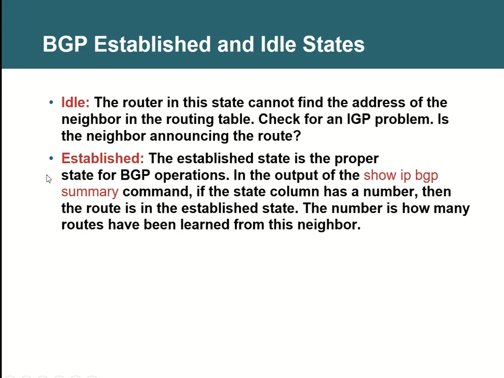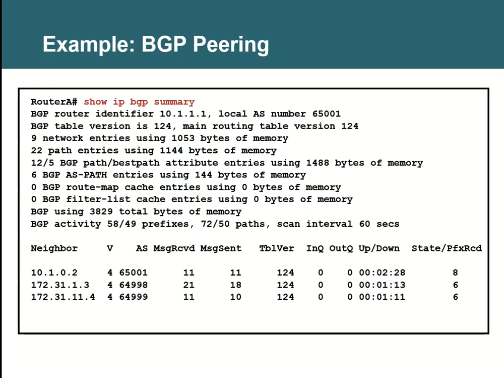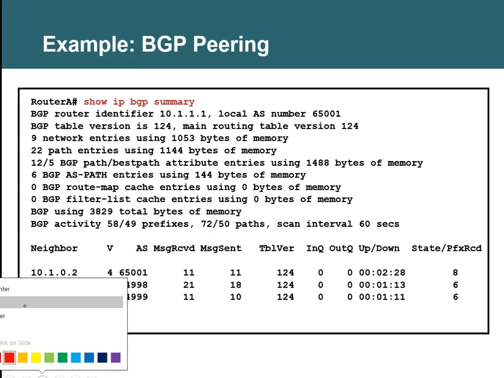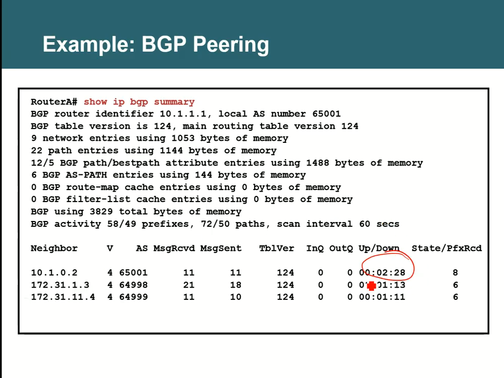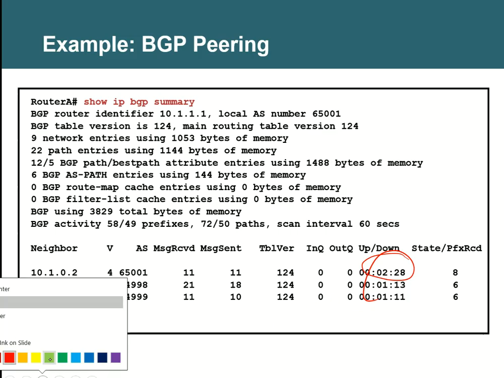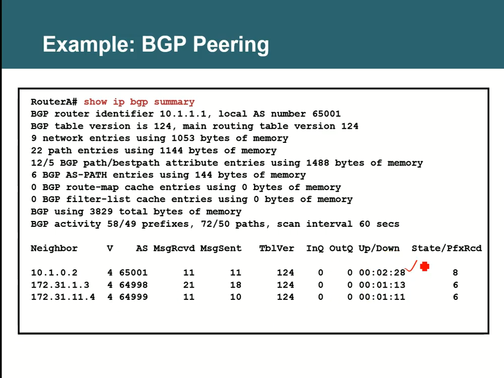Now, if you wish to check whether the neighbors are established or stuck in idle, you need to type this command: show IP BGP summary. When you type show IP BGP summary, you should not see active or idle here. It should be something like this only. It says for the last 2 minutes, 1 minute, 1 minute, they are all neighbors. And these many prefixes are learned.